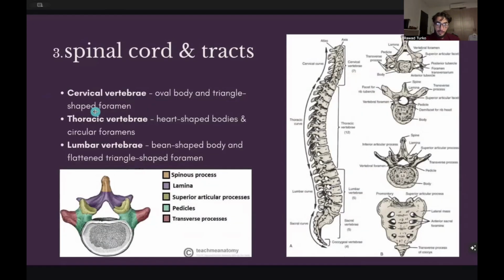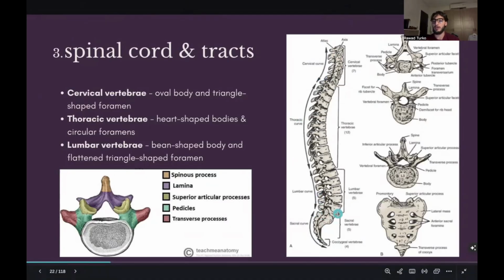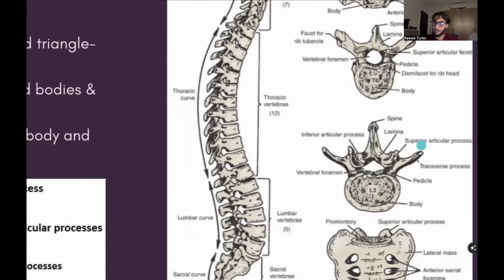All right, moving on to the third lecture, which is spinal cord and tracts. We're going to start with just talking about the vertebra itself. So again, we have the vertebra here. We can split into the cervical region, the thoracic region, lumbar, and then the sacral curve or the sacral vertebra. But the main thing that you have to know about any vertebra is that you have here the vertebral body, and then you have this whole thing here, which is basically a pedicle that's connecting to a lamina, and you can have transverse processes.